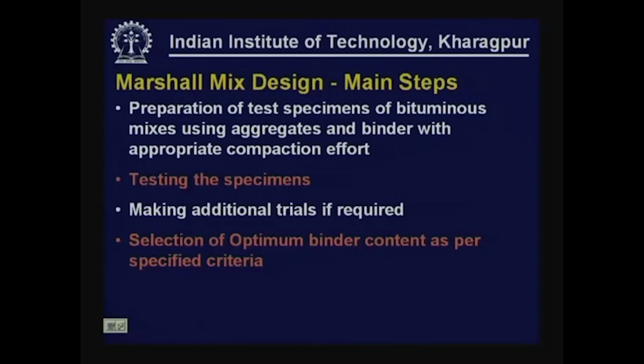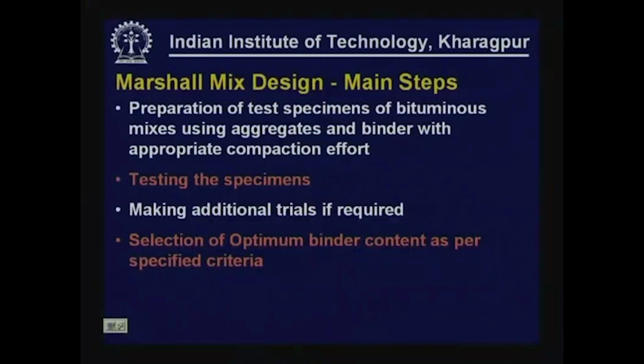Then those specimens that are prepared will be tested. We have to make a number of additional trials if the initial trials that were made, when these specimens are tested, do not yield required properties or do not satisfy the specifications that are meant for a specific mix. Then the final step would be the selection of optimum binder content as per the specified criteria. How to select the optimum binder content, what is the criteria to be adopted for selecting the optimum binder content also is usually specified in a given design procedure.